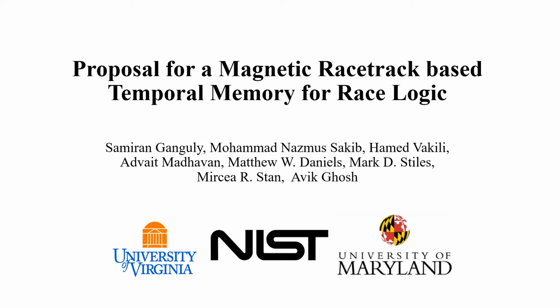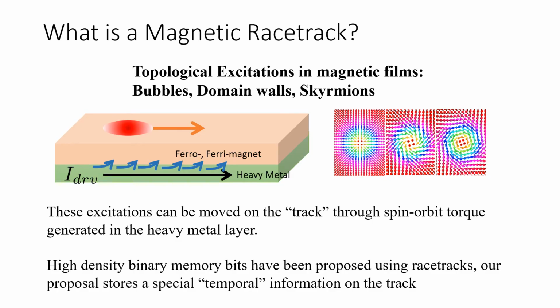Let me get started. So what is a magnetic racetrack? A magnetic racetrack is composed of the structure on the left, as I'm showing. On the top is a ferromagnet or a ferrimagnet, say an alloy of cobalt and iron, CoFeB as it is popularly called. It's a very popular material in the magnetic industry, in the MTJ world, in the spintronics world. And on the bottom, you can put a heavy metal like platinum or tantalum.